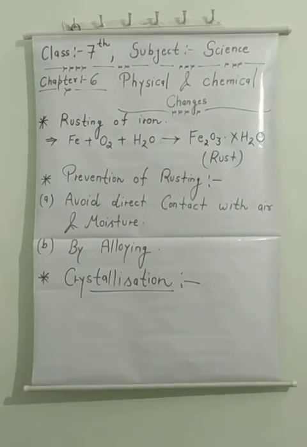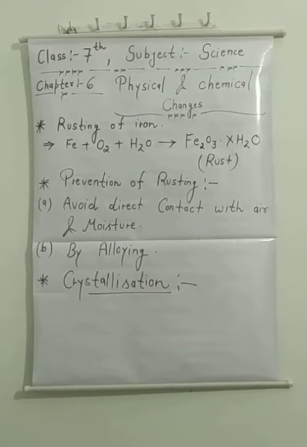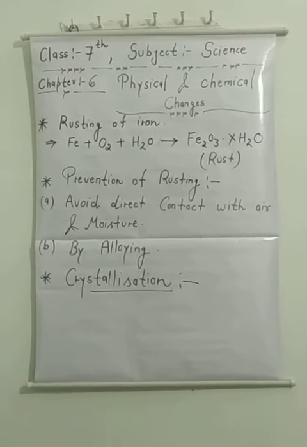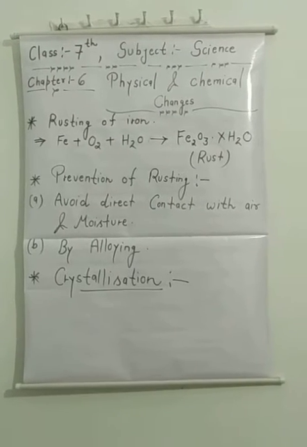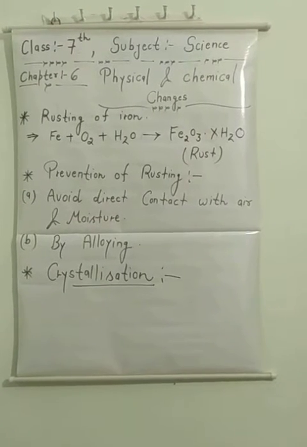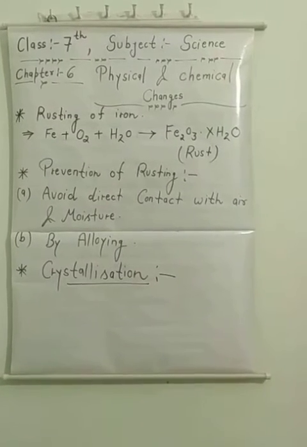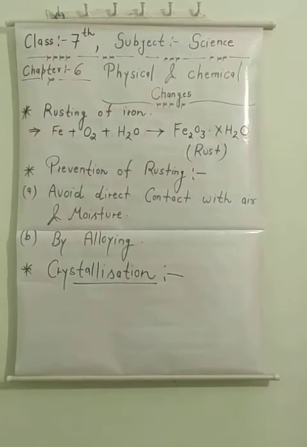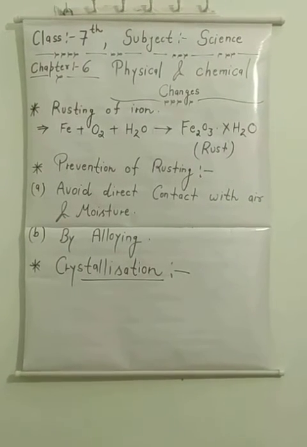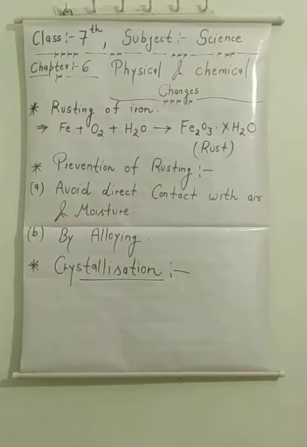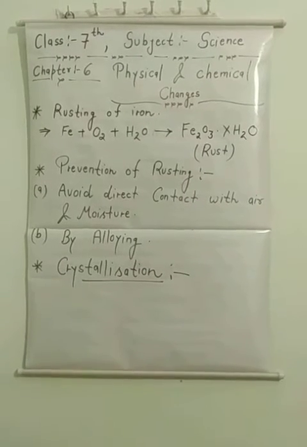What is the rusting process known as? Iron, that metal we all know about, but what is the meaning of rusting? Actually, rusting is the reaction of iron and oxygen in the presence of water. When iron comes in contact with moisture and oxygen, it will get rusted. Means it will form a new compound of iron and oxygen, which is known as rust.